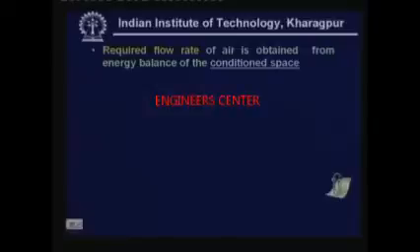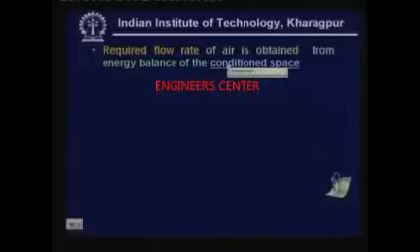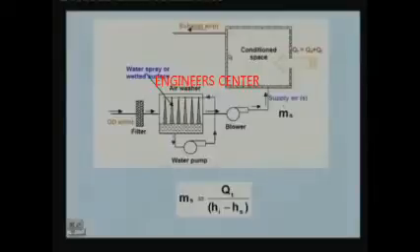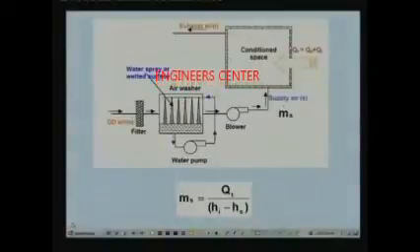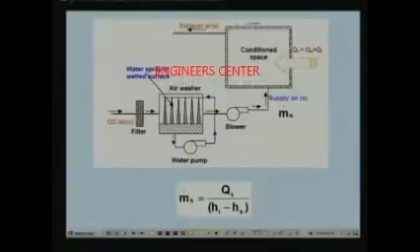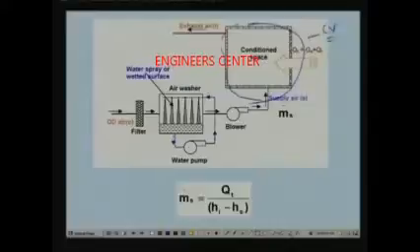Now, the required flow rate of air is obtained from the energy balance of the conditioned space. We have to find out what the required air flow rate is. That can be easily obtained if you take a control volume across the conditioned space and assume that steady state conditions prevail. Apply an energy balance and neglect kinetic and potential energy changes.